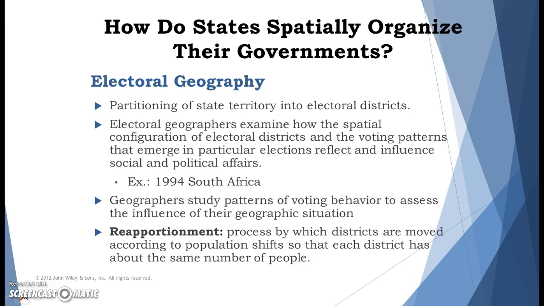So we're going to move on to our next topic here, and we're going to talk a little bit about electoral geography. Okay, and the basics of electoral geography are that we partition the territory of a country into electoral districts. We do this here in the United States all the time, right? So in the United States, we've got our congressional districts, right? And congressional districts really are for the House of Representatives.